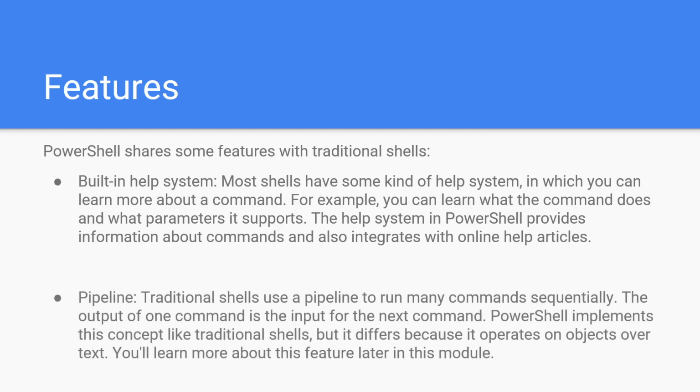We have the pipeline. Now, traditional shells use a pipeline to run many commands sequentially. The output of one command is the input for the next command. PowerShell implements this concept like traditional shells, but it differs because it operates on objects over text. You will learn more about this feature later in this course.